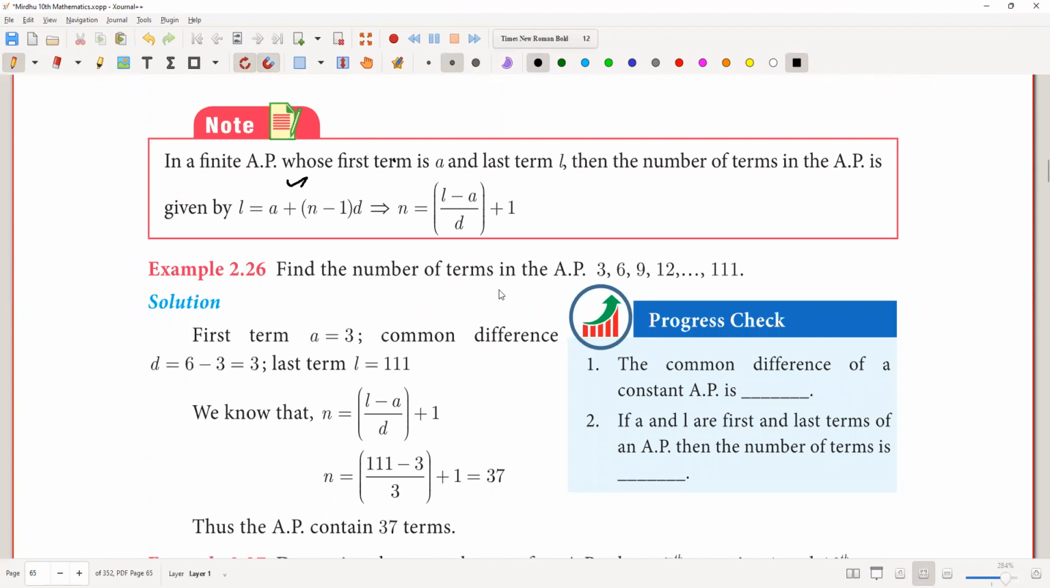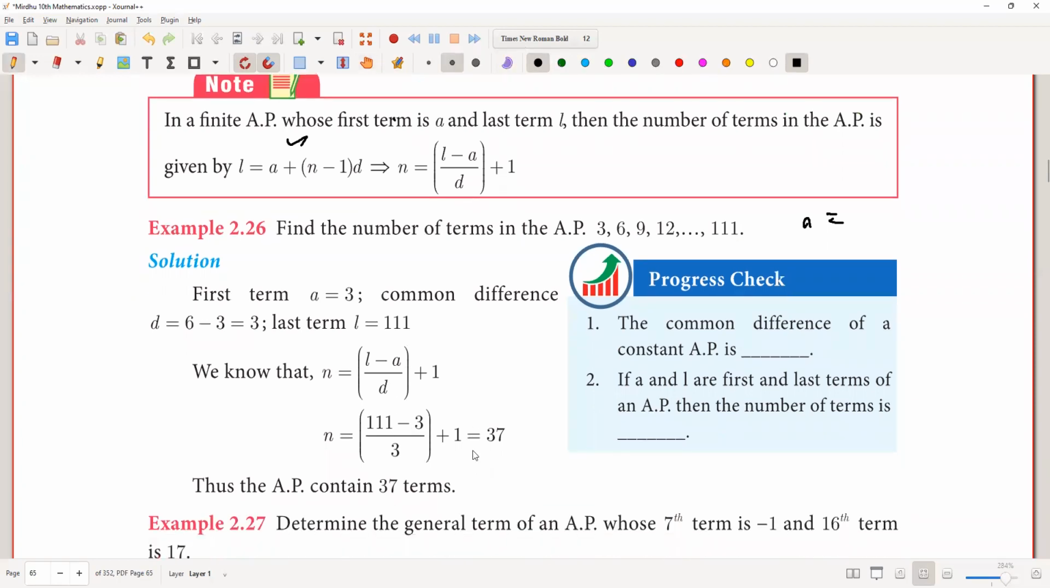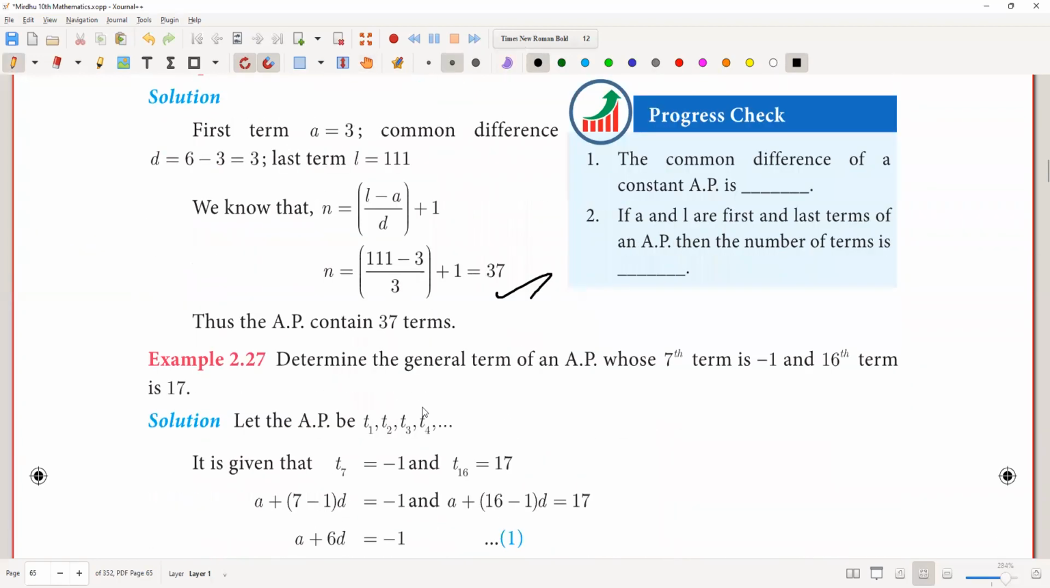So an AP is given, find the number of terms. n equal to last term 111 minus 3, 108, divided by 3. 108 divided by 3 is 36, plus 1, 37. That's it.